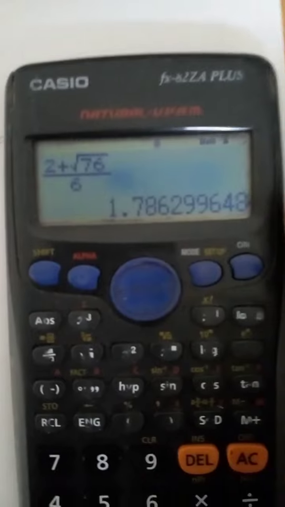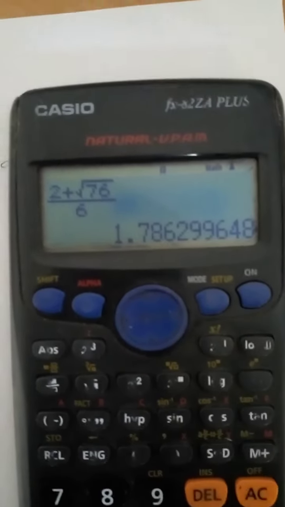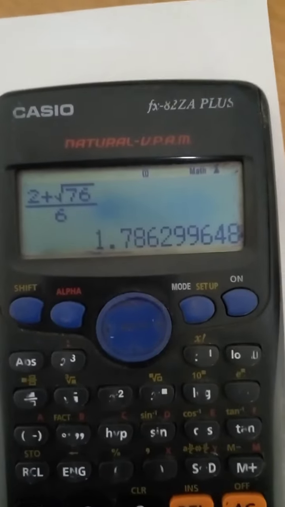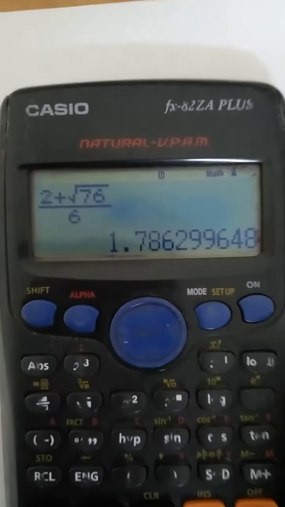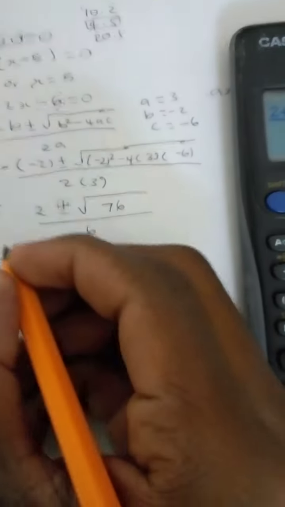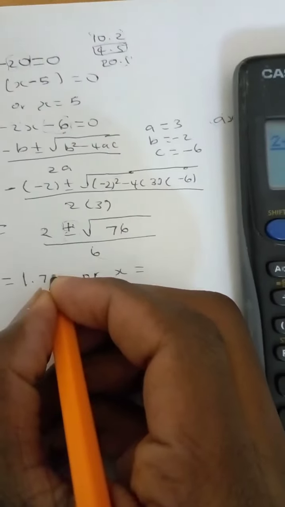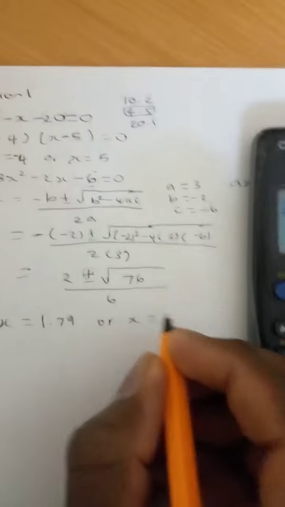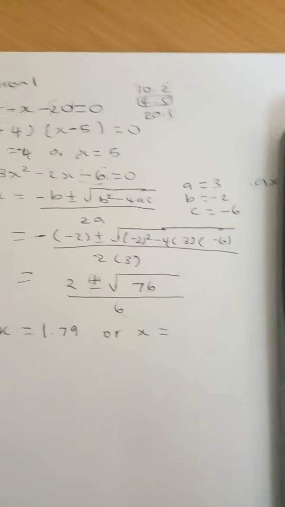We have 1.76, 1.78 with 6 there, and then what you do is that you're going to round off 6 with the 8, and then you get 9. So what happens is that we have what? We have 1.79, right? And then what happens is that you're going to press the calculator again.